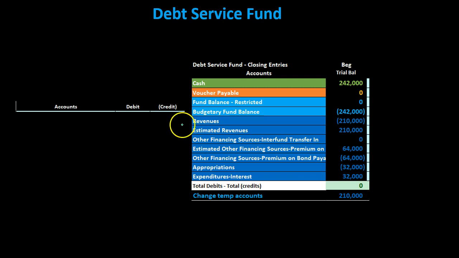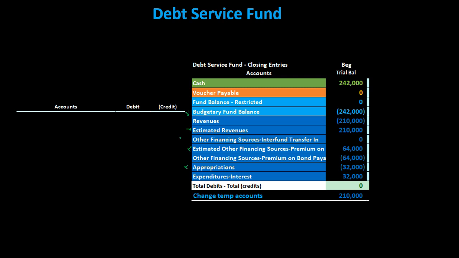So you'll recall we recorded estimated revenues, we recorded estimated other financing sources, and we recorded the appropriations, which is like estimated expenditures. So we need to reverse those first, and we're going to reverse them to the budgetary fund balance. And those should reverse exactly.